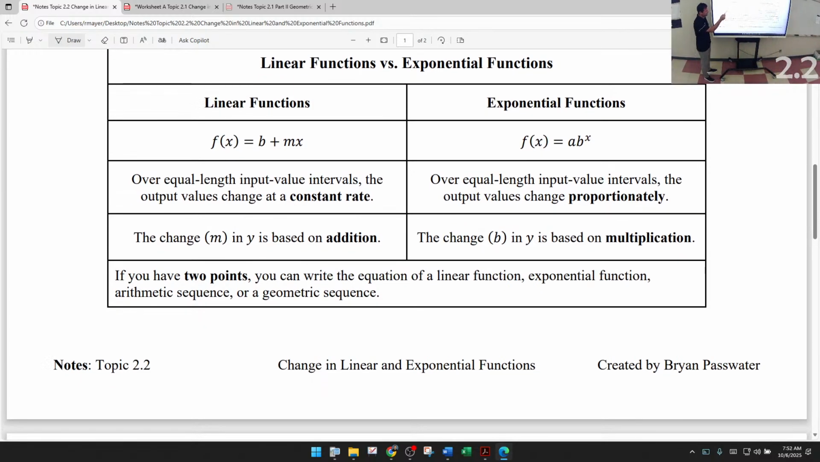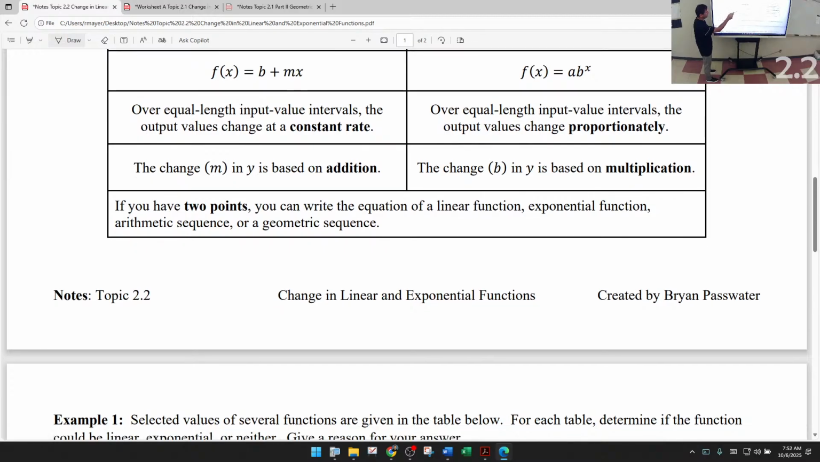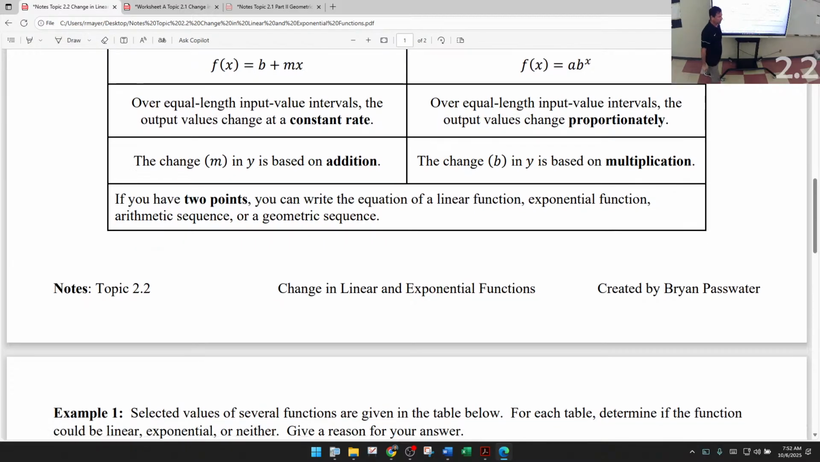Over equal length input values, they change at a constant rate. We learned this in unit 1, right? If the difference is constant, it's linear. If the difference was double, it was quadratic, or if it took 2 to get to be a constant. Now we're going to look at the difference being proportional as opposed to linear. The change in base is based on addition.